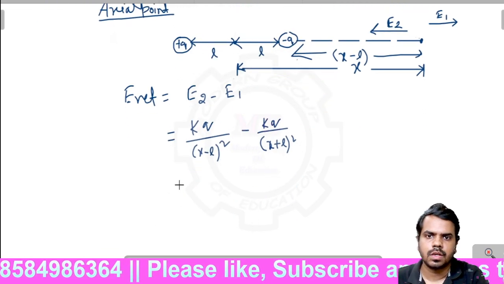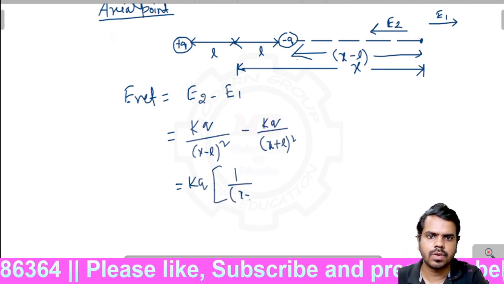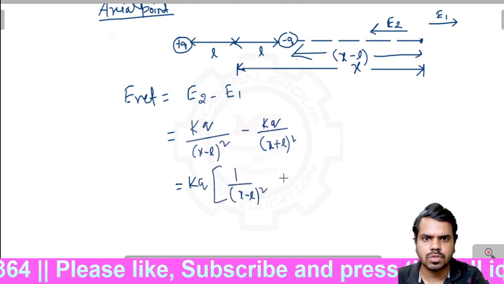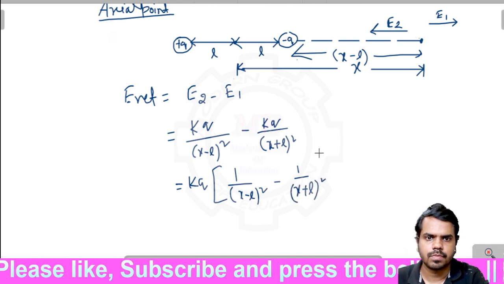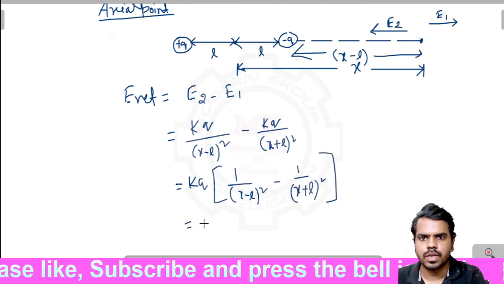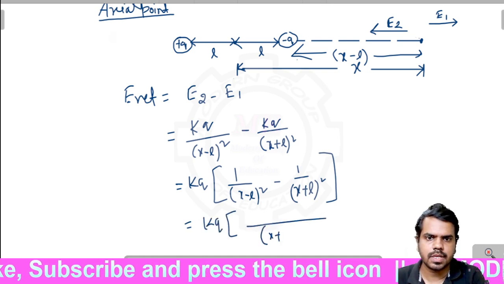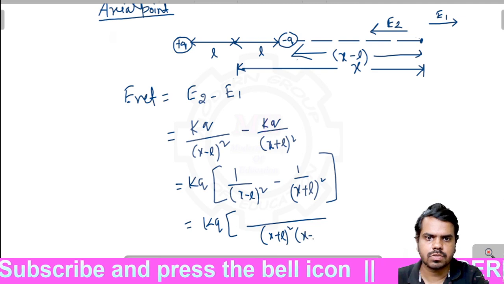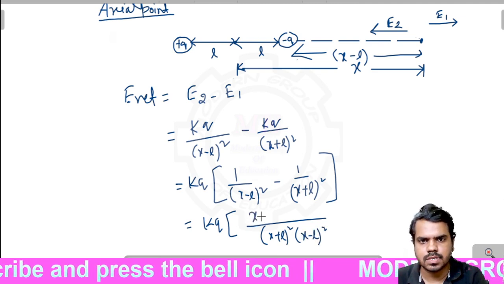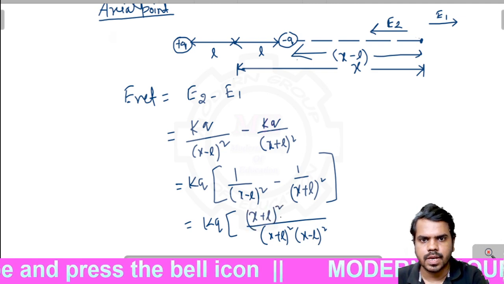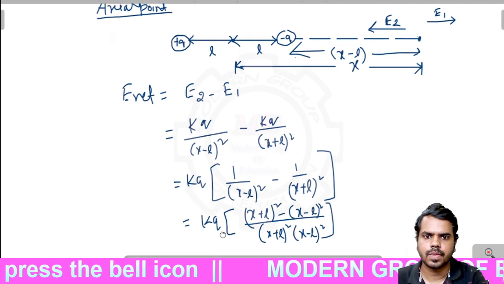So kq gets common. Now 1 by (x minus L) square minus 1 by (x plus L) square. If we take the LCM, it will be (x plus L) whole square into (x minus L) whole square. In the numerator you will find (x plus L) whole square minus (x minus L) whole square.